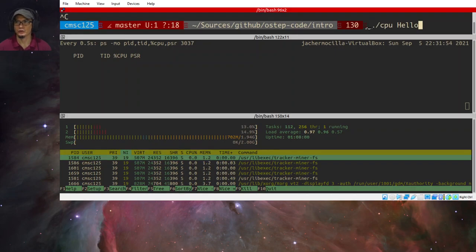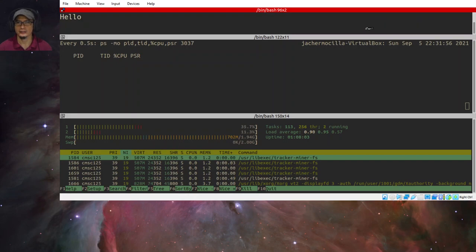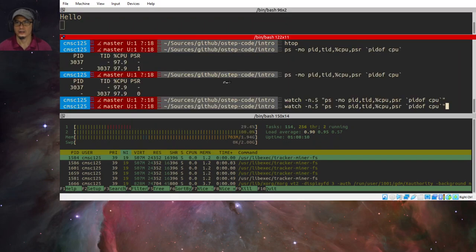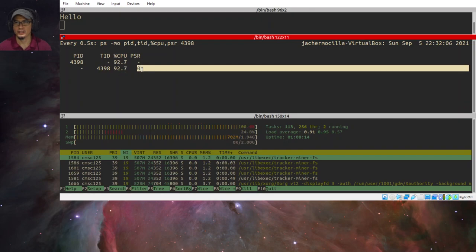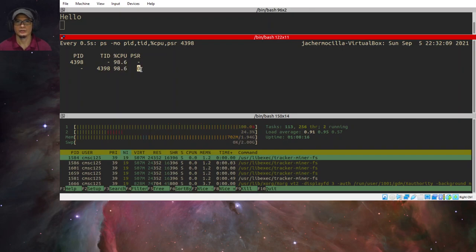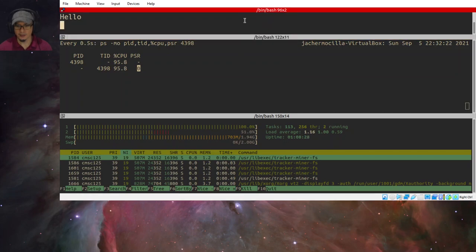But if you run the code again, you will notice that the process is now running on core 0. That's why we have 100% consumption here. Let's stop this again.